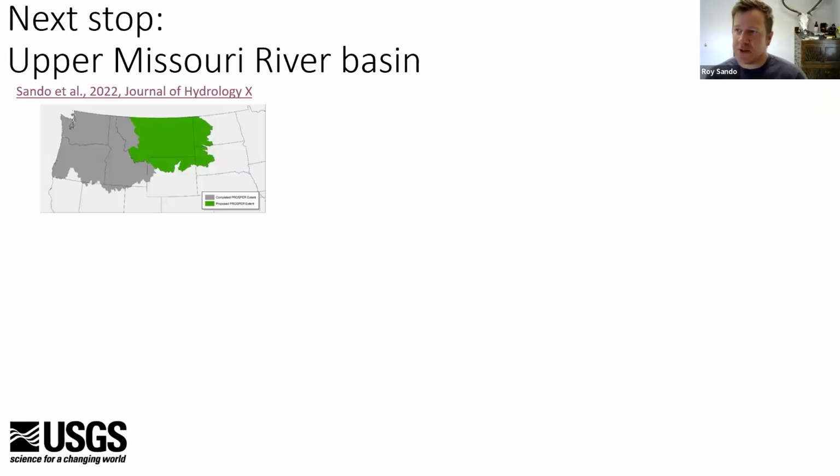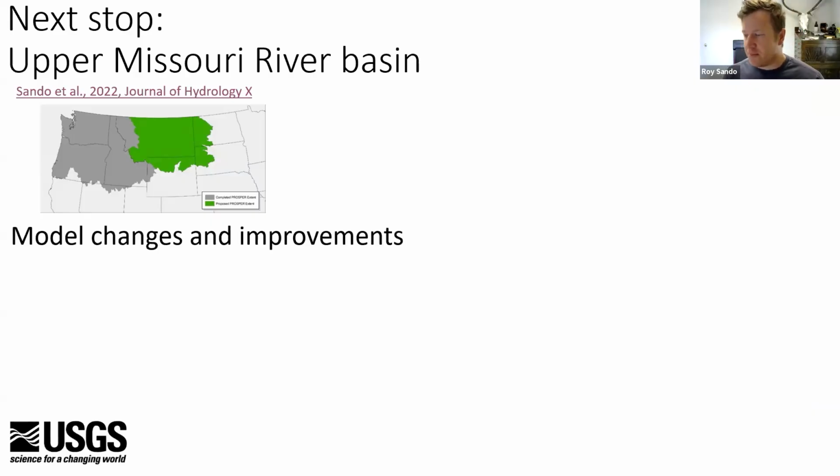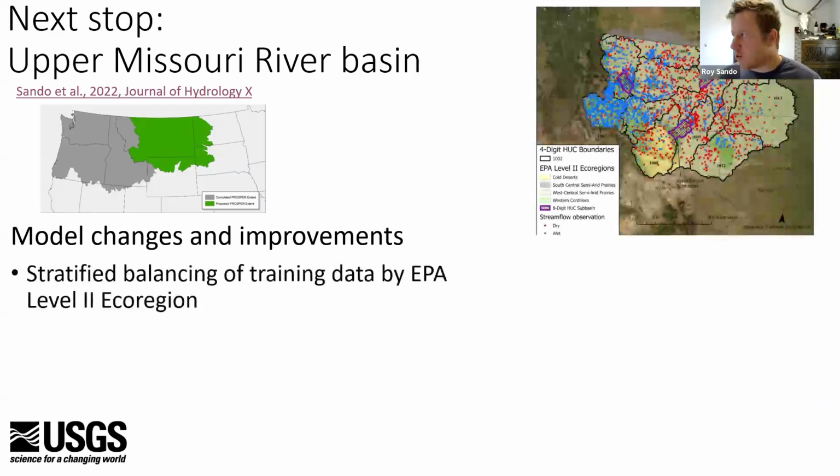Once we completed our Pacific Northwest modeling effort, we moved over to the Upper Missouri River Basin and made a handful of changes and improvements to the modeling approach. One big thing that we did was we stratified the input. With machine learning classification, it's important to have balanced data as your input. Otherwise, it throws off the modeling confidence.